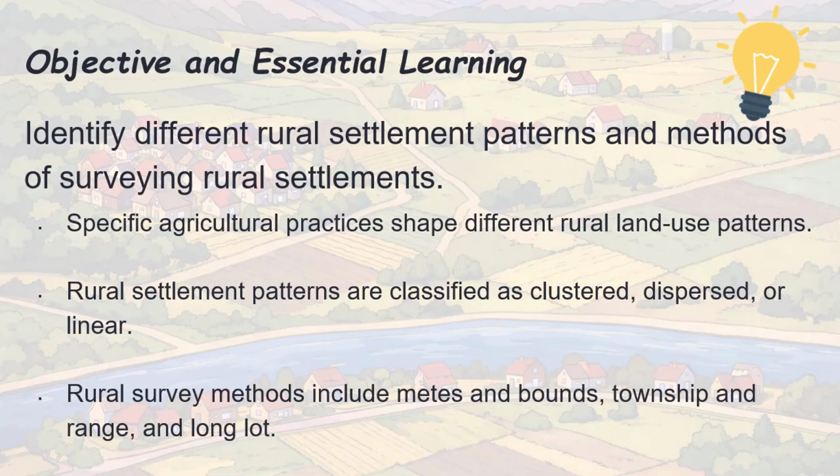But wait, there's more. The land itself isn't just there. It had to be measured, marked, and sometimes argued over. That's where survey methods come in, including one that literally starts at a tree and ends at your barn. Let's start with the most chaotic and old school of the bunch, metes and bounds.